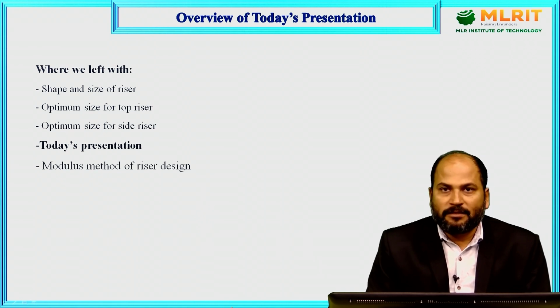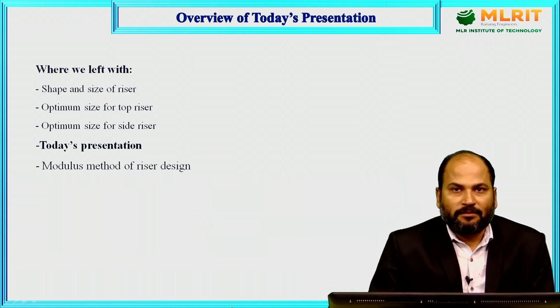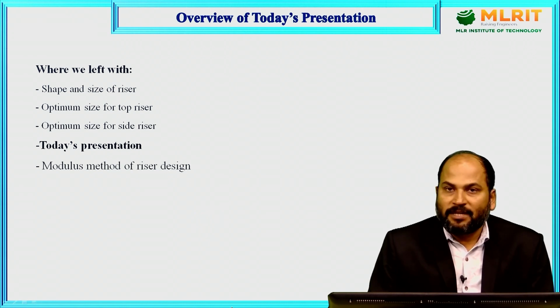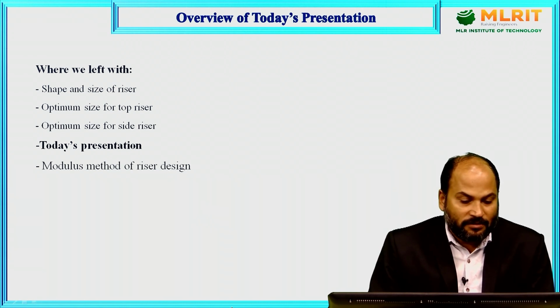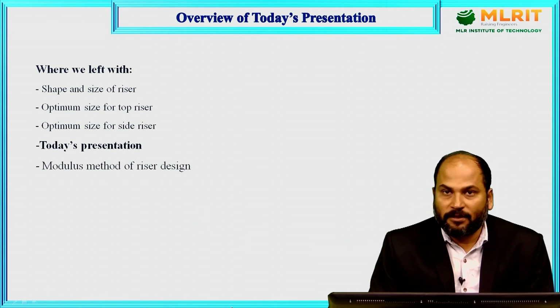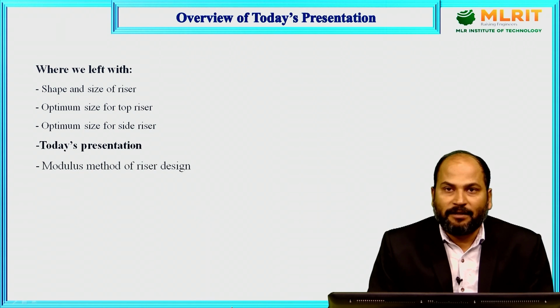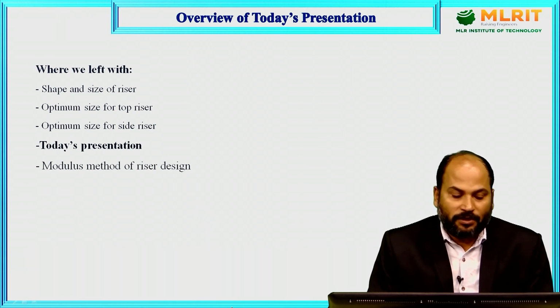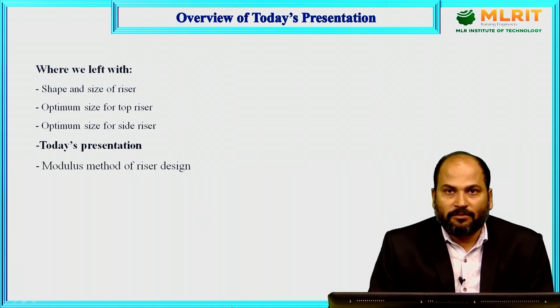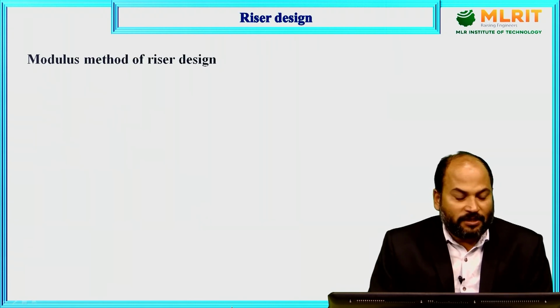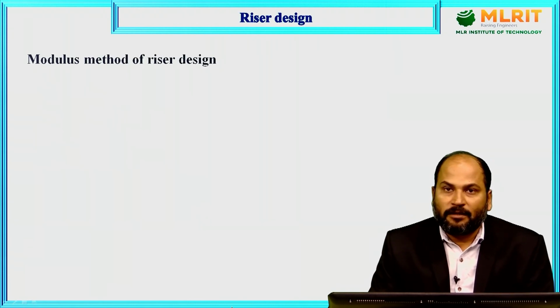So, first we will discuss the overview of today's presentation. Last class, if you remember, we discussed the shape and size of the riser. We also discussed the optimum size for the top riser and the optimum size for the side riser, and we derived a relation for this. Today, we are going to discuss another method, that is the modulus method of riser design. We will see in this method how to design the riser.